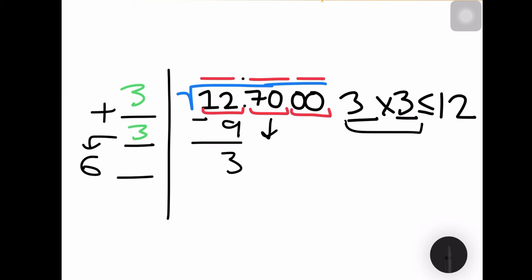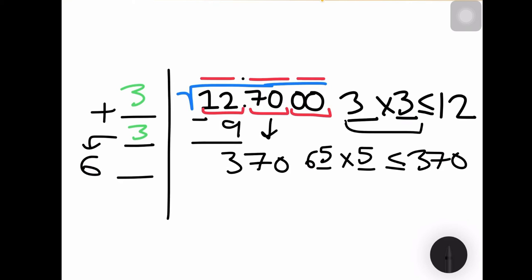We bring the pair down. The next pair is 70. So we now have 370. So let's find a multiplication that fits the criteria here, which is below or equal to 370. So the next part is to multiply 6 with that magic number times the magic number itself. So here's what we have here, 6 something times something. What is that something that fits here? If it's 65 times 5, it'd be lower or equal to 370. And this is the closest that we have, right? So it is 325.